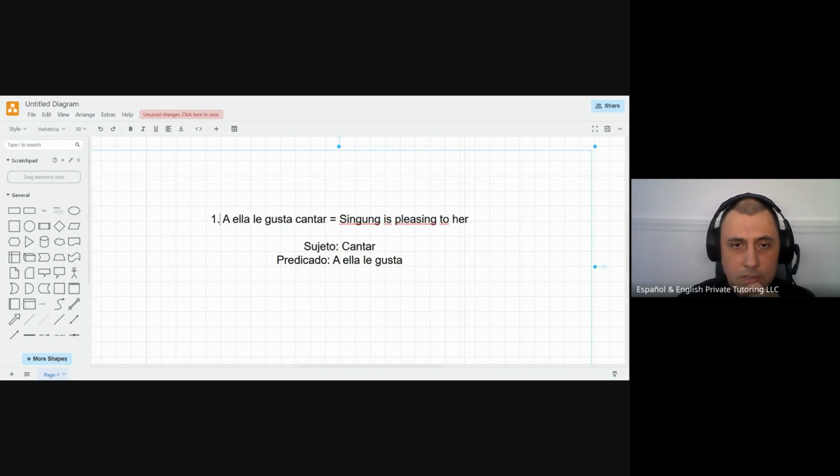If you want to understand the structure of this sentence, you have to translate it in this way so you can understand the meaning better. Singing is pleasing to her. So in this case, singing in English is the subject. And that's a subject that is in the third person singular. So that's why we are saying is, we are not saying are.